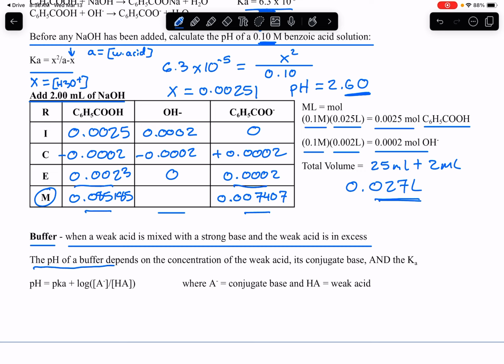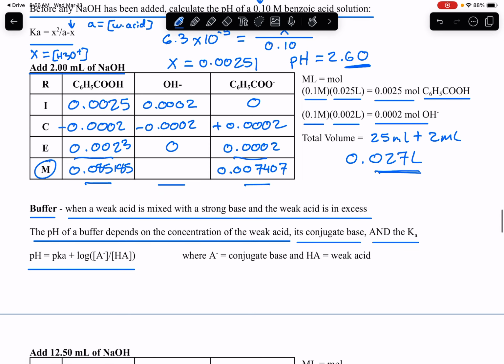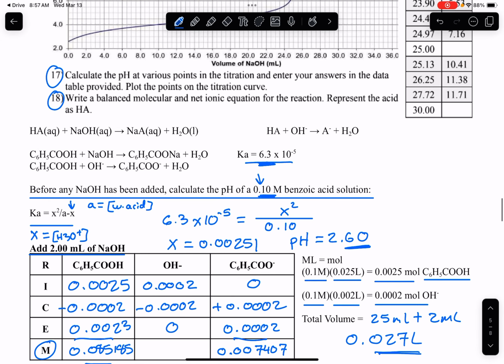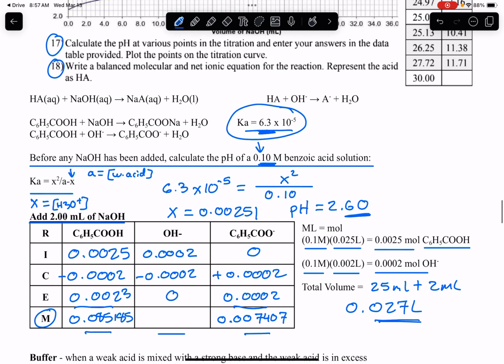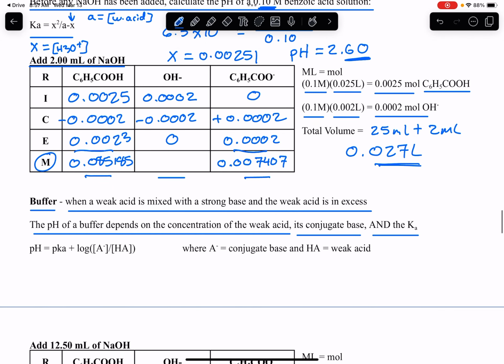Here's the important part. The pH of a buffer depends on the concentration of the weak acid, its conjugate base, and the Ka of this weak acid. And it's put all together in this lovely equation called the Henderson-Hasselbalch equation, where the pH is equal to the pKa, which is the negative log of your Ka, and you're going to add that to the log of the conjugate base divided by the weak acid. So let's go ahead and plug this in. Here is the Ka up here. We're going to take the negative log of that, and we're going to get 4.201.